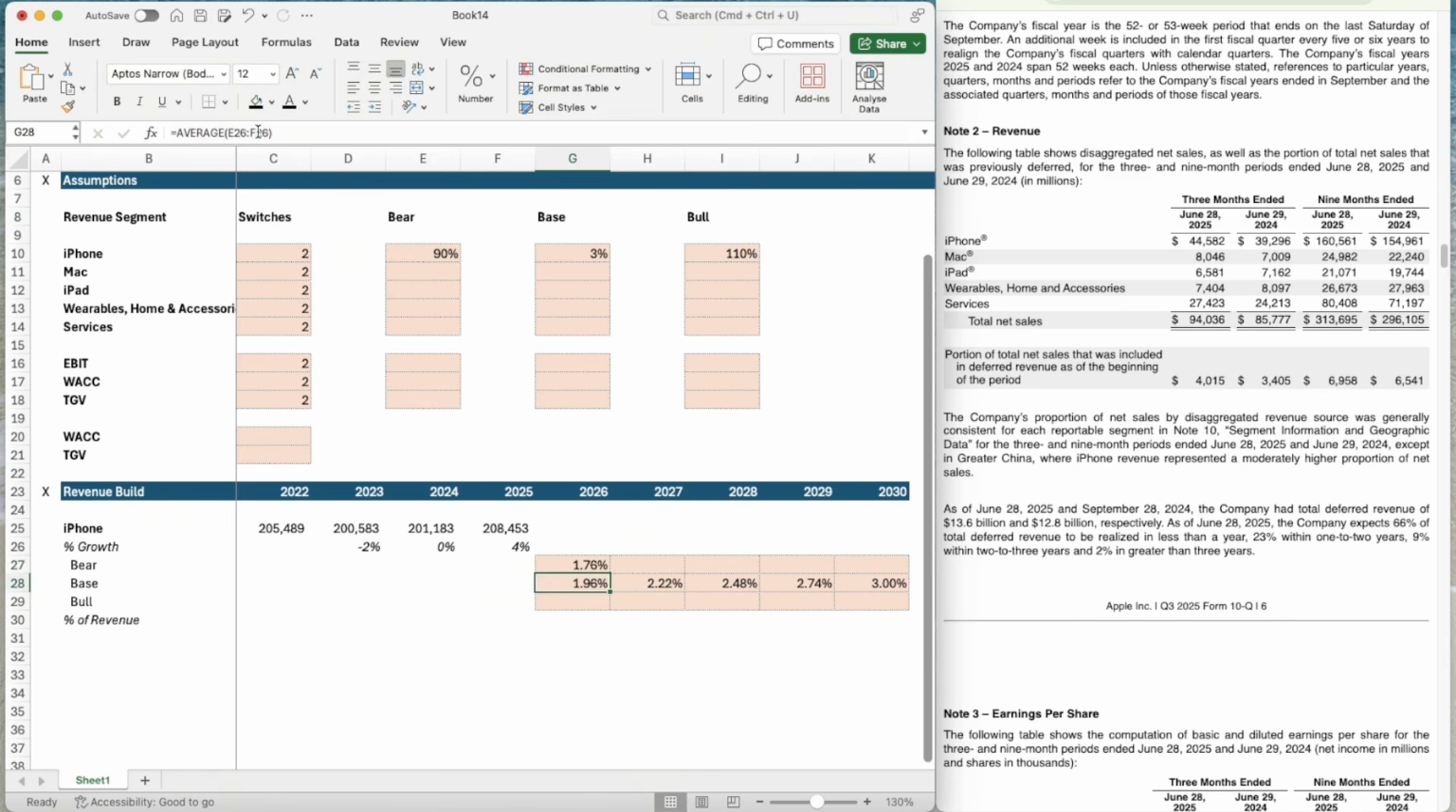Lock it in because we're going to copy it all the way along here, and we want it to dynamically update as it's done there. Then down here, we do exactly the same. G20, so the base multiplied by the bull, and there we are. There we have it.